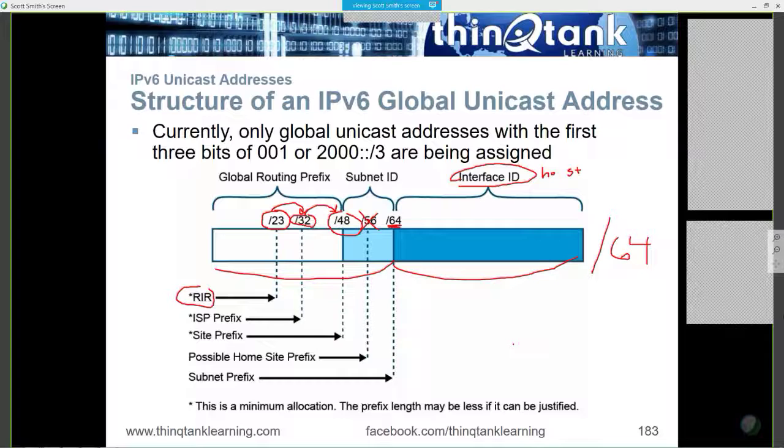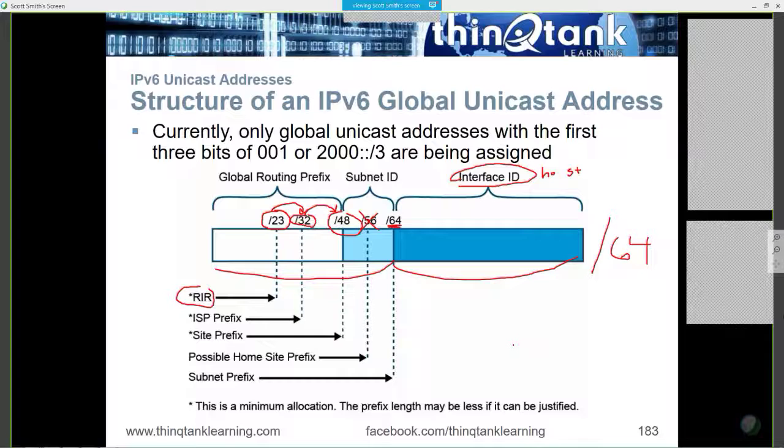A lot of people say that there is no subnetting in IPv6, and that's absolutely false. There is subnetting in IPv6. It's just not the same. I mean, mathematically it's the same. We don't think about it the same way.